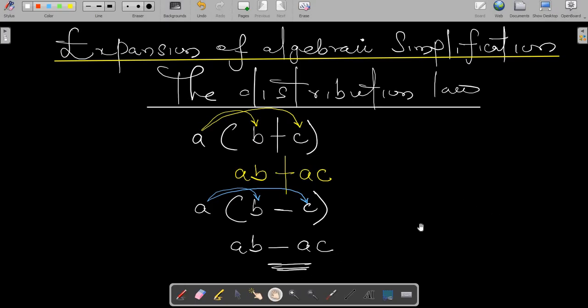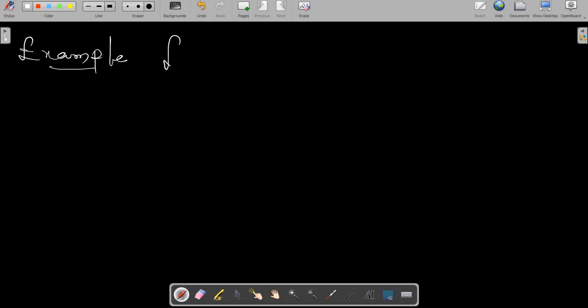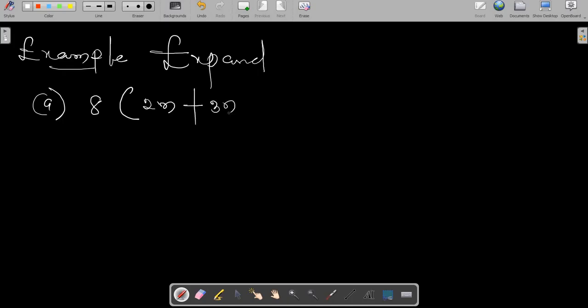So let's go into details again. Let's answer this question. Number one, example. Let's take this example down. Let's say, for example, they said expand: A. We have 8 into bracket, let me say 2m plus 3n.